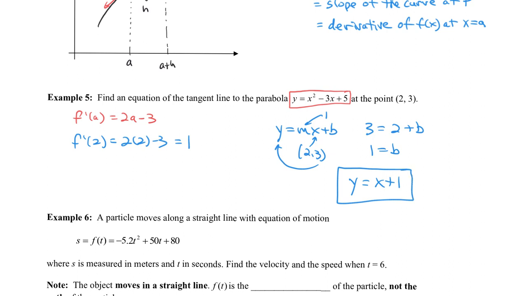So that is saying that this is the equation of a tangent line to this parabola at the point 2, 3. So once again, if you punch this in your graphing calculator, like for y1, plug this in for y2, it should show that this is tangent to the parabola at this point.